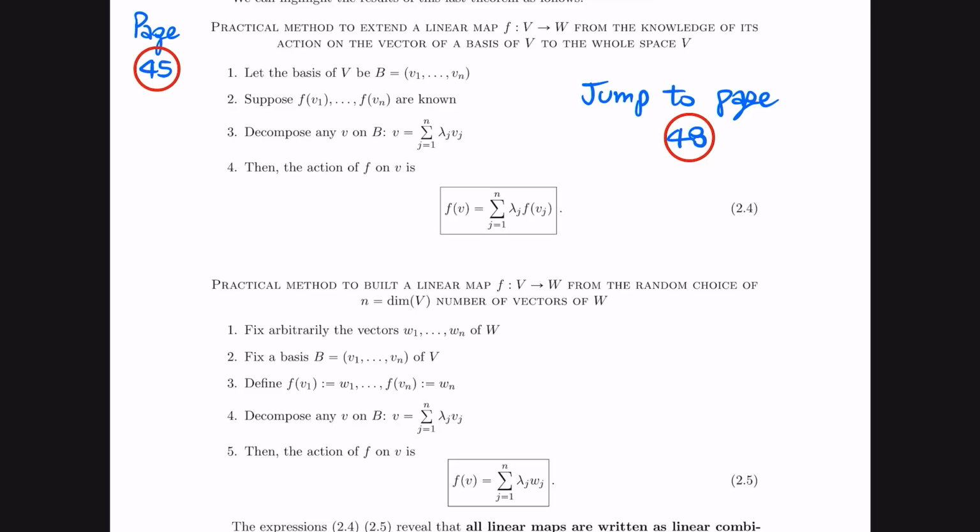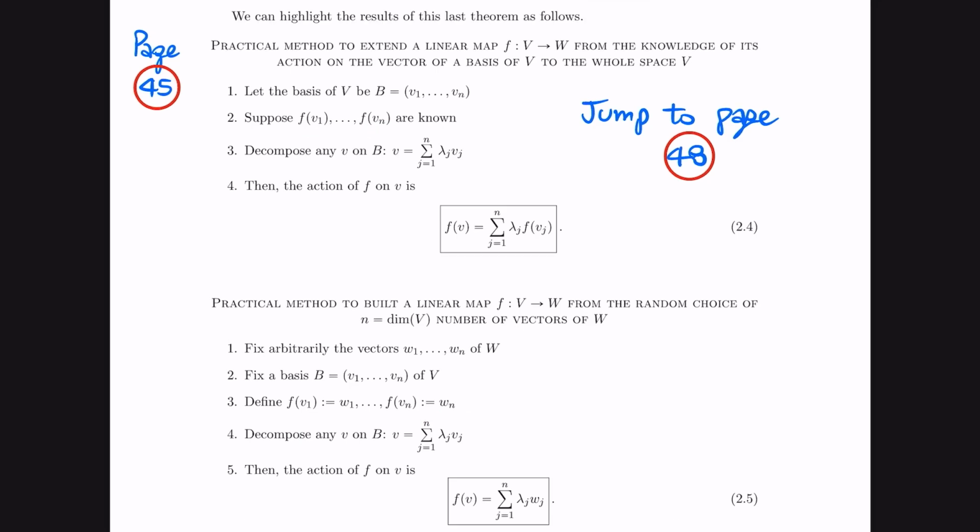In lesson 4, we have proven that the only information that is required in order to completely determine a linear map is its action on the vectors of a basis of its domain vector space. In particular, at page 45, we have highlighted two practical methods to find a unique linear map F corresponding to the set of transformed basis vectors f of v1, ..., f of vn.